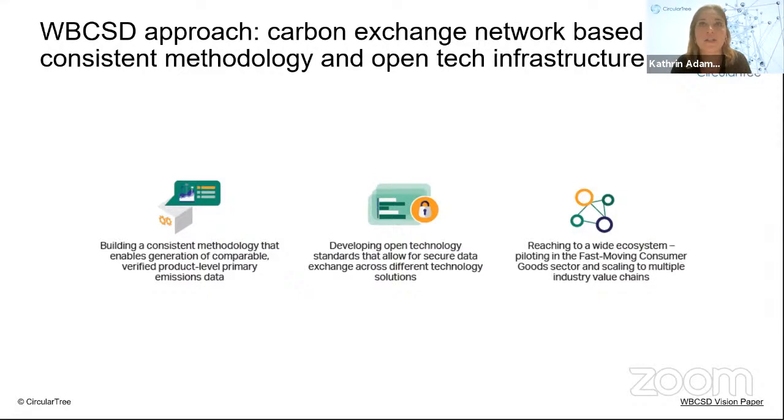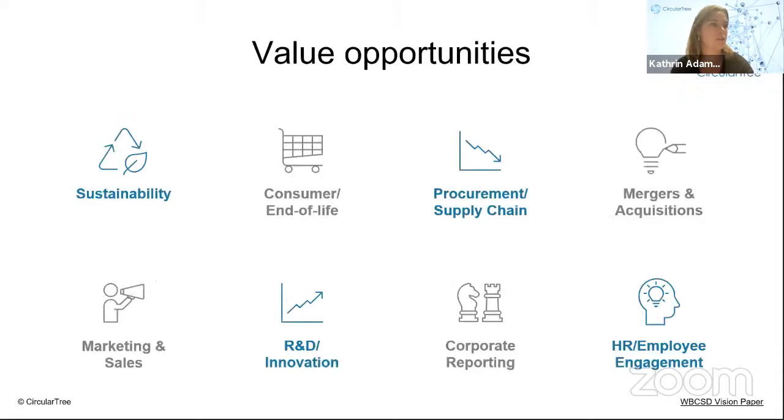And the third one is to reach a wide ecosystem. Of course, the system lives from the data, and the more companies are part of the whole system, the more accurate the whole data are getting. And we're starting with the fast-moving consumer goods industry, but we want to scale up fast, and then of course it's also a solution for all the other industries.